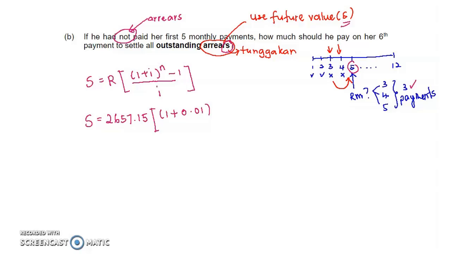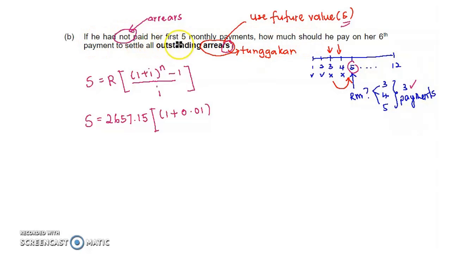Okay. So if he has not paid the first 5 monthly payments, how much should he pay on the 6th payment? This question says the first 5 monthly payments are unpaid. So on the 6th month, how much should he pay? That means on the 6th month, he should pay for 6 payments. Okay, for example, first and second month you already made payment, but third and fourth month you did not make any payment. But on the 5th month, you want to settle these 2 months of arrears. So on the 5th month, you need to pay for 3 payments.